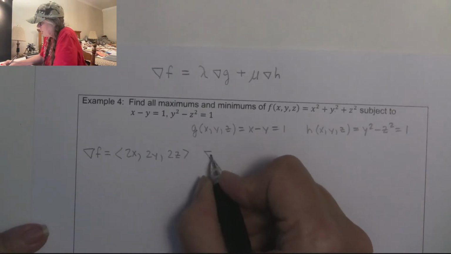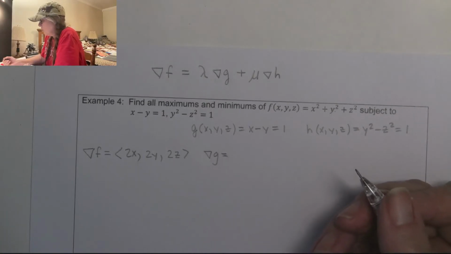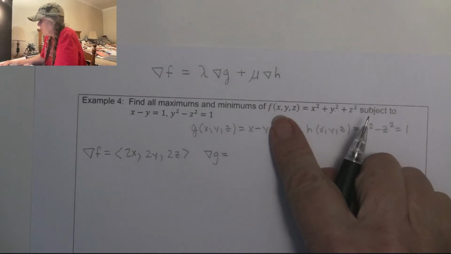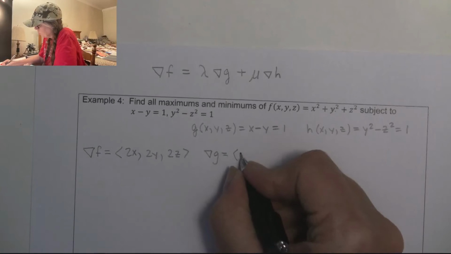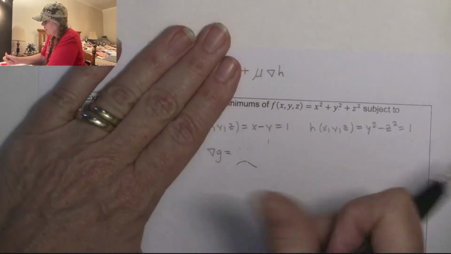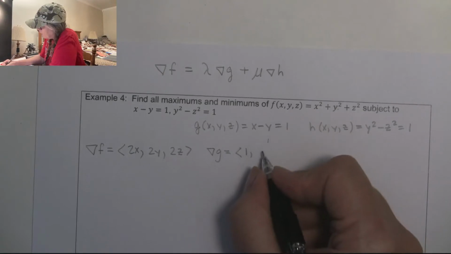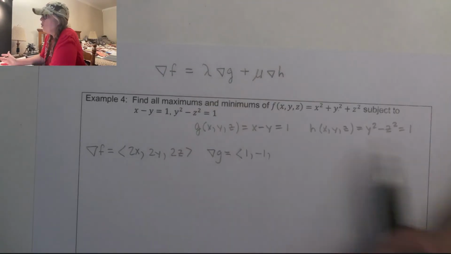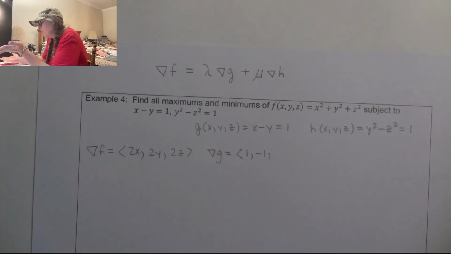And then the gradient of g, I think it might be easy enough that we can do it without making a boo-boo too. When you take the partial with respect to x, you get 1. That's not a very good vector. And then when you do y, you get negative 1. And with respect to z, what do you get? Well, z is not there, so it's 0.